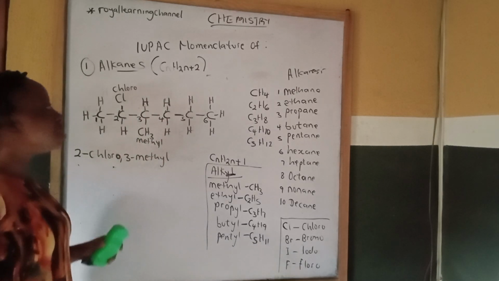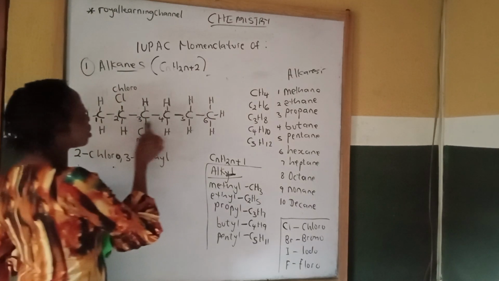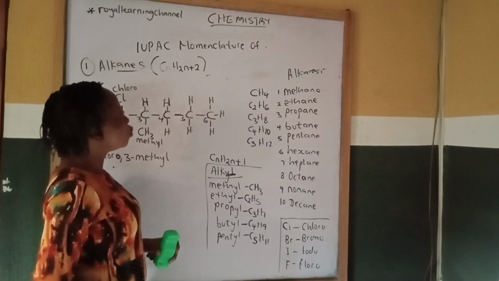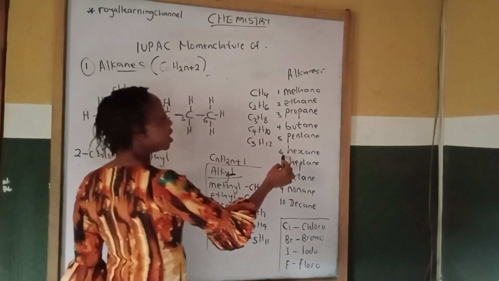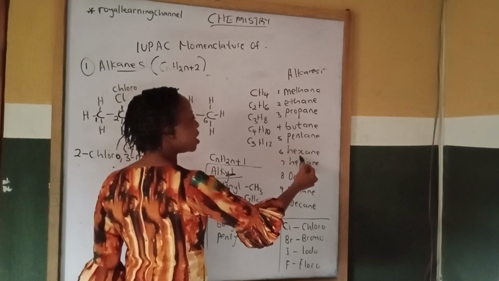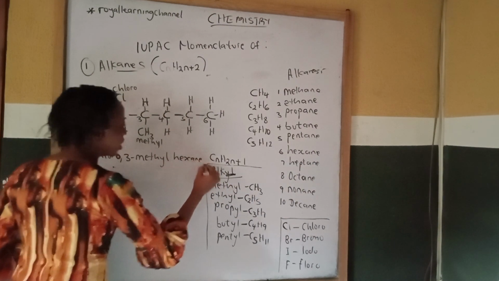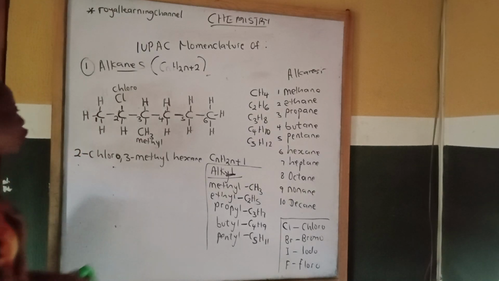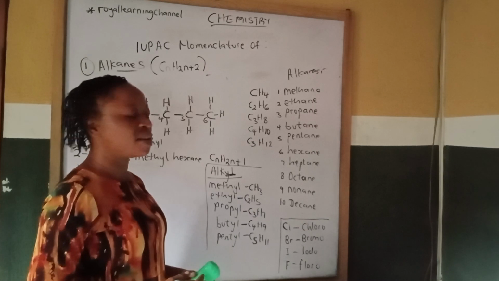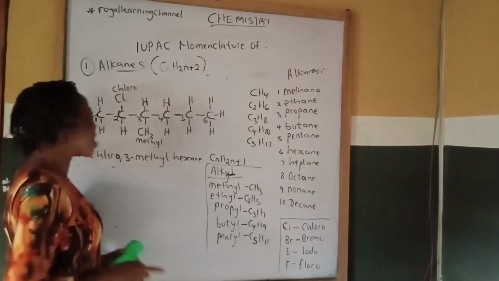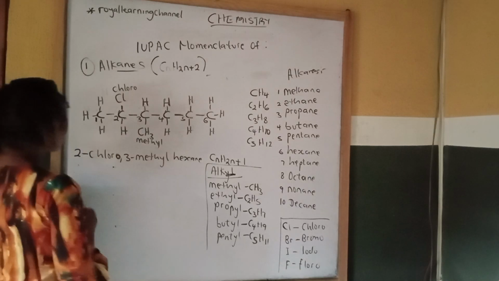The next thing to name is your root hydrocarbon. 1, 2, 3, 4, 5, 6. Your root hydrocarbon will be the 6th member of alkane, which is called hexane. So the name of this structure is 2-chloro 3-methyl-hexane. Let's take one more example before we move to naming of alkanes.